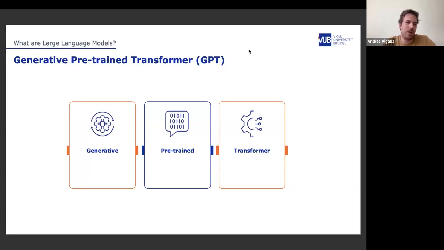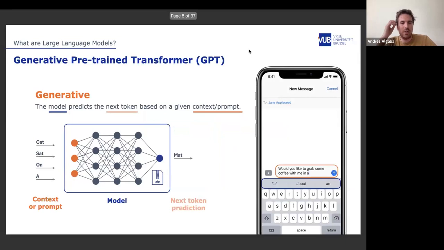where, well, we have 3 words: generative, pre-trained, and transformer. And so let's dive into each of these 3 terms. And let's start with generative. What does it mean for a model to be generative? Well, generative in this case with text means that there is a model which makes a prediction.